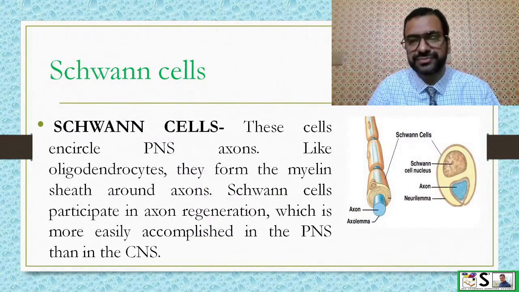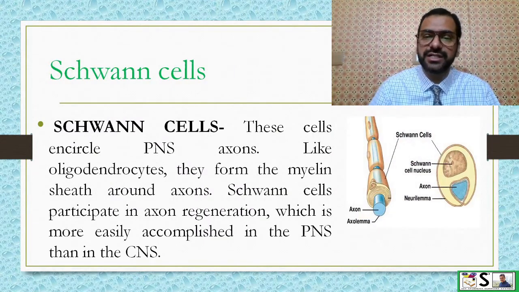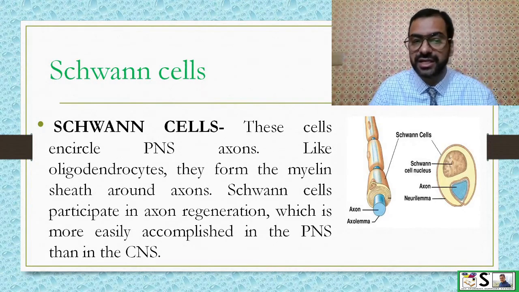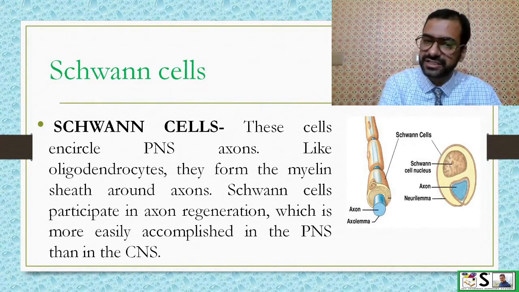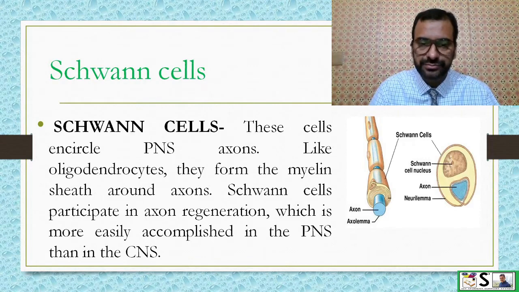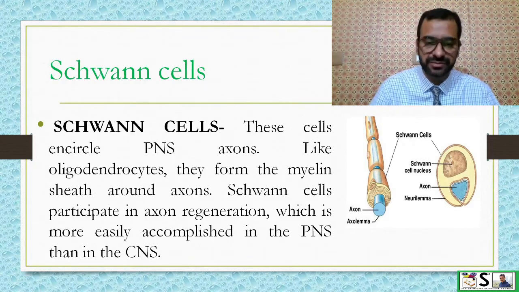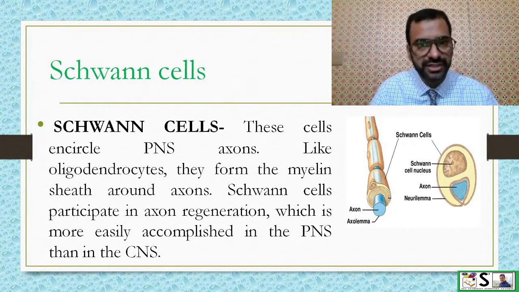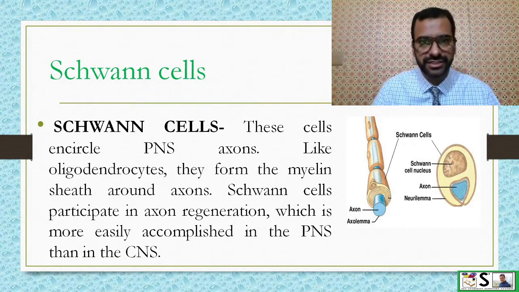Schwann cells. These cells encircle the peripheral nervous system's axons, like oligodendrocytes in the central nervous system. Schwann cells participate in axon regeneration, which is more easily accomplished in the peripheral nervous system than in the central nervous system.